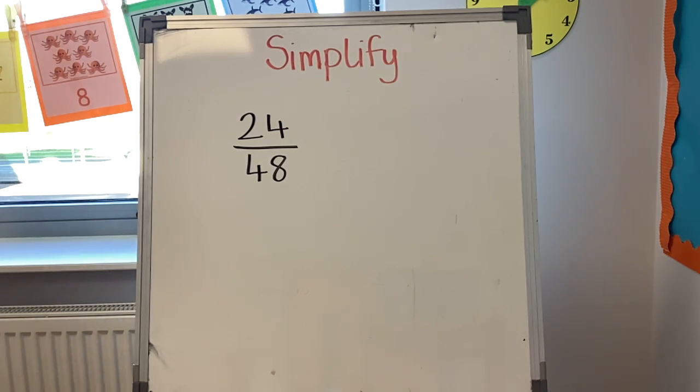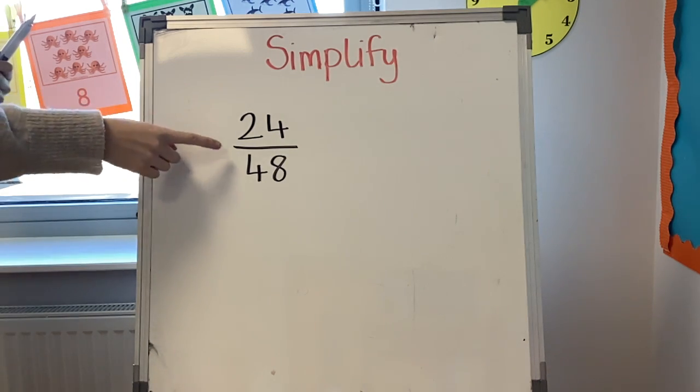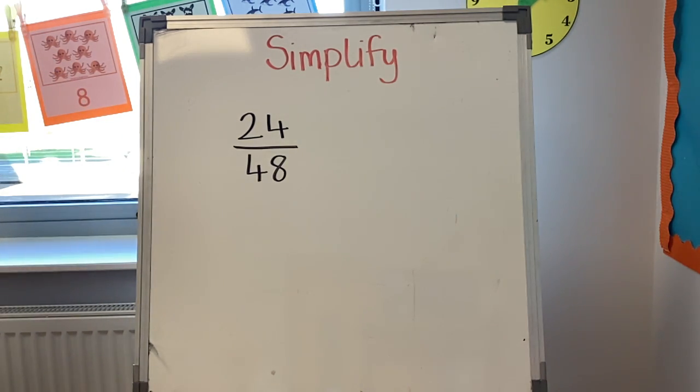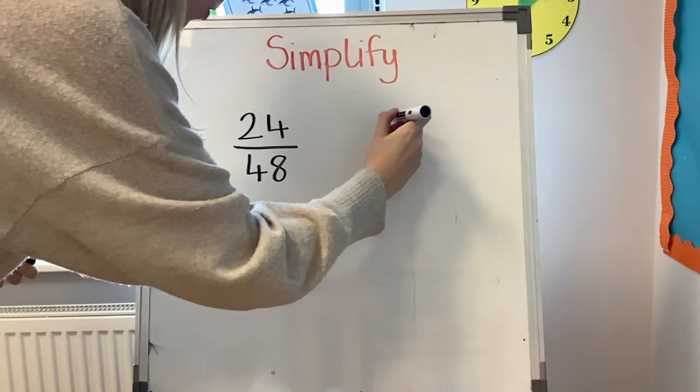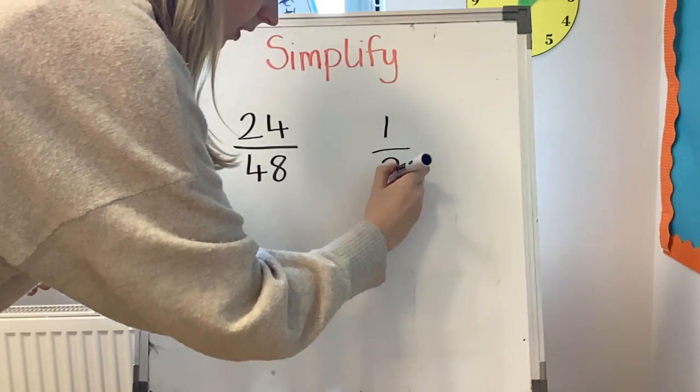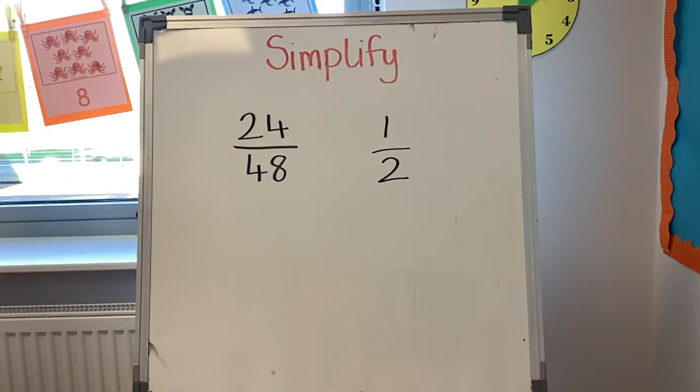Sometimes the children will be asked to simplify a fraction. And simplify means making a fraction as simple as possible. So for example, instead of saying 24/48, I can simplify this fraction and say 1/2, as that is the most simple way to write this fraction.